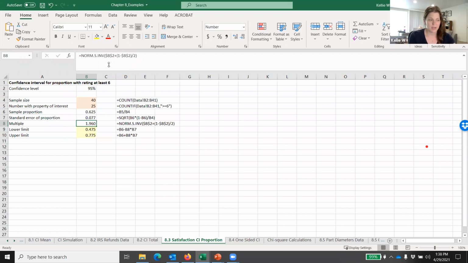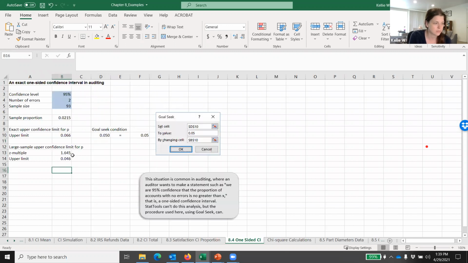So the multiple is calculated, and then you get your upper and lower limits. In this case, we believe that the true proportion of customers from the whole population that would rate the sandwich six or higher is between 47 and 77%. That's saying that if we ran this sample over and over again, 95% of the time we'd get somewhere between 47 and 77% as that sample proportion.